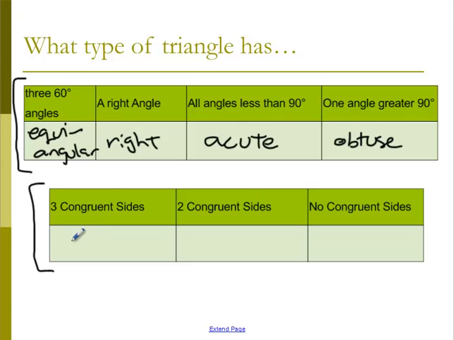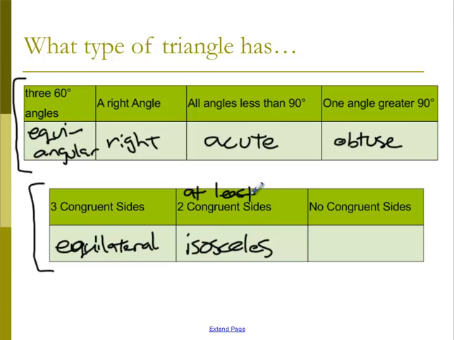Three congruent sides. Three congruent sides are equilateral. So when you're looking at three congruent sides versus three congruent angles, notice the equi prefix on both of them. That means equal, angular for angles, lateral for sides. Two congruent sides, and something to keep in mind for isosceles. Two congruent sides is isosceles, but three congruent sides is also isosceles, as long as you have at least two congruent sides. And then no congruent sides, meaning everything's completely different, is scalene.